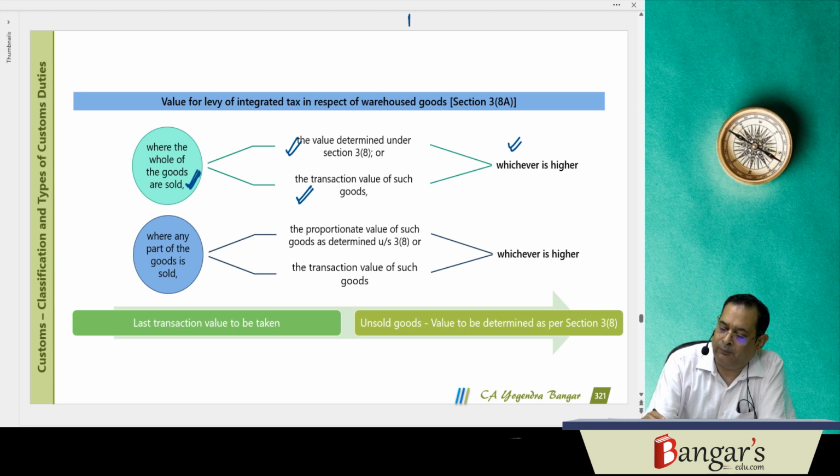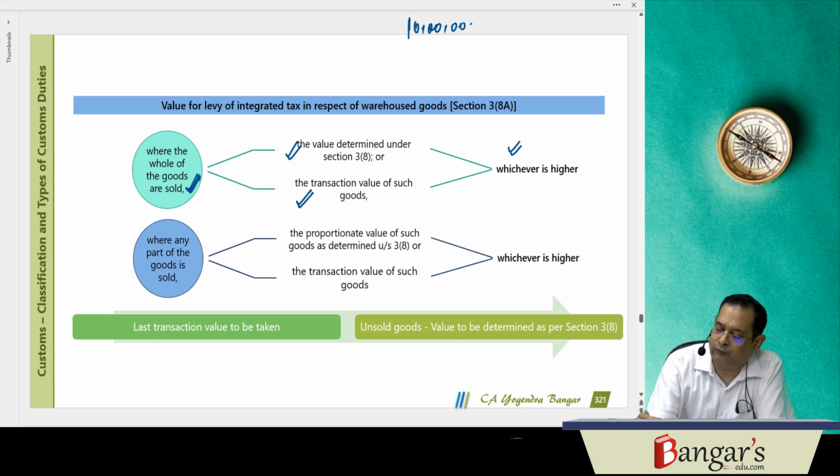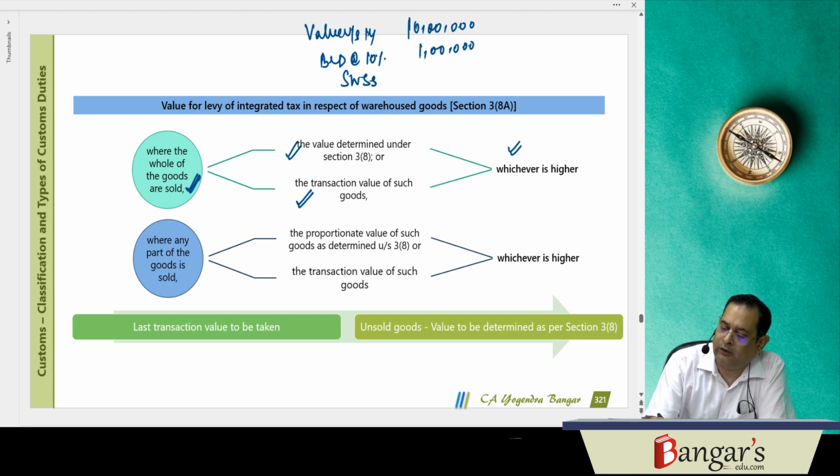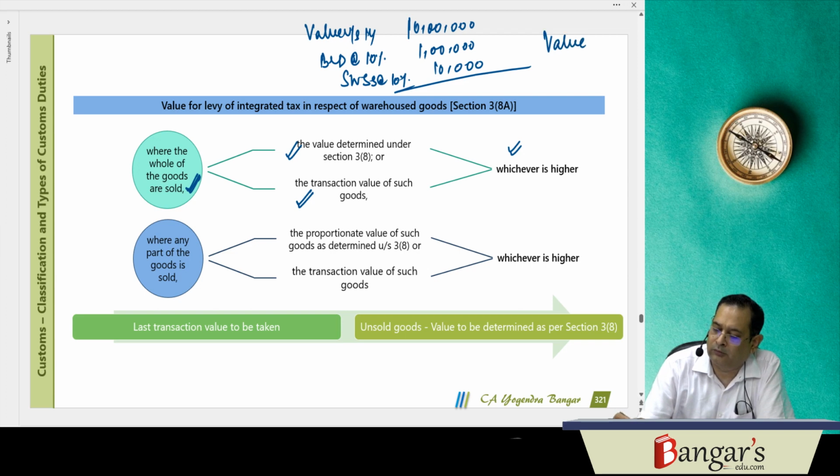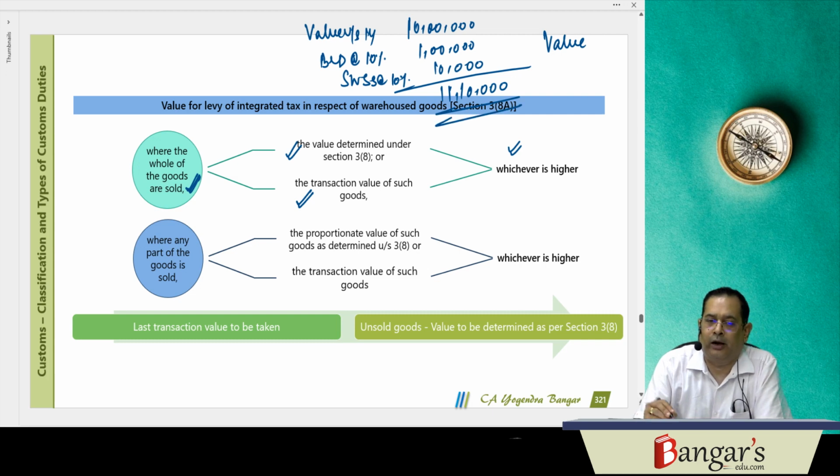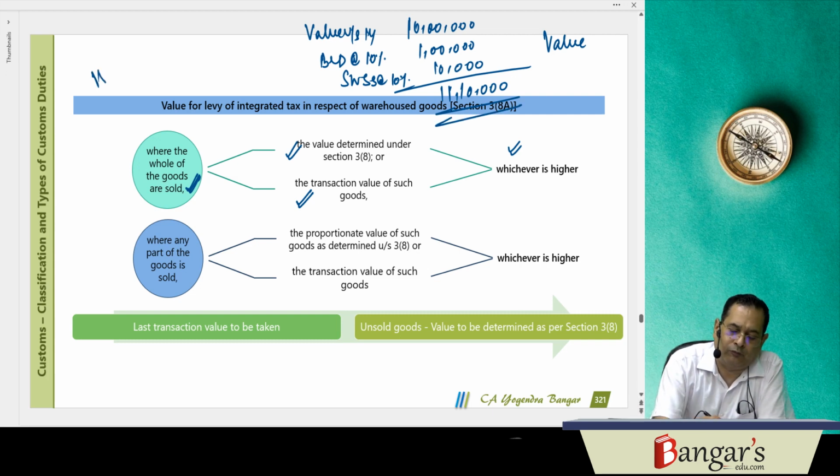So if the goods have been imported for 10 lakh rupees, this was the value under section 14. Basic customs duty is 10%, say it is 1 lakh rupees. And we know that the social welfare surcharge is, say, 10% of the basic customs duty, 10,000. So the value under section 3(8) is 11,10,000. Now the goods have been deposited in the warehouse, and in the warehouse the title has been transferred for 14 lakh rupees. Here the integrated tax will be levied on 11,10,000 or 14 lakh, whichever is higher.